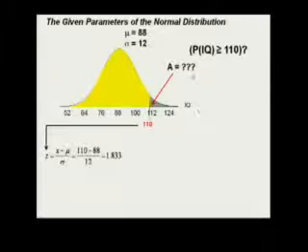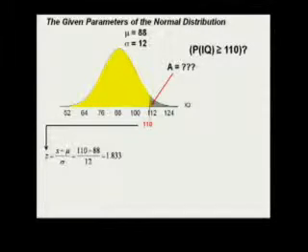And we can now use the transformation z being x minus mu divided by sigma, where x is 110, mu is 88, and sigma is 12. Using that, we have a value of z of 1.833. So now I can go to the standard normal curve.